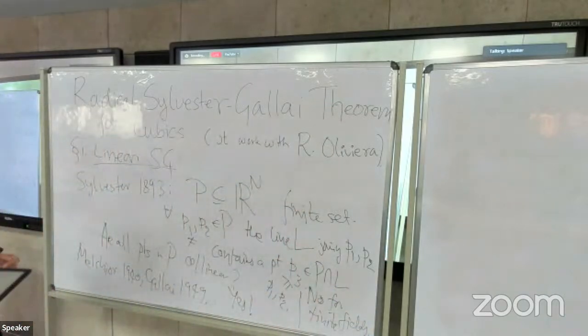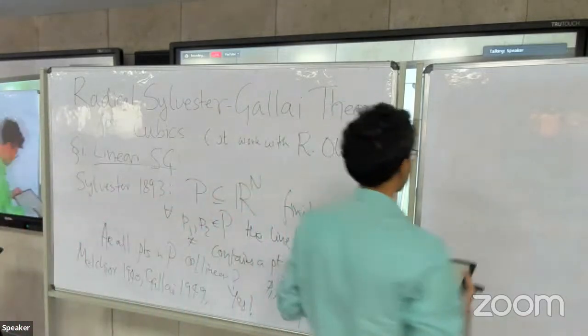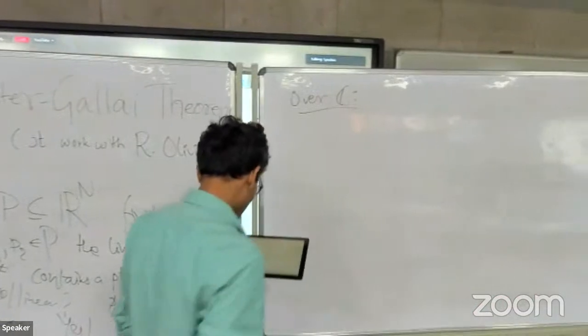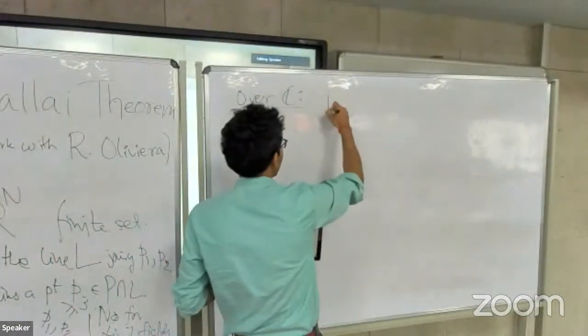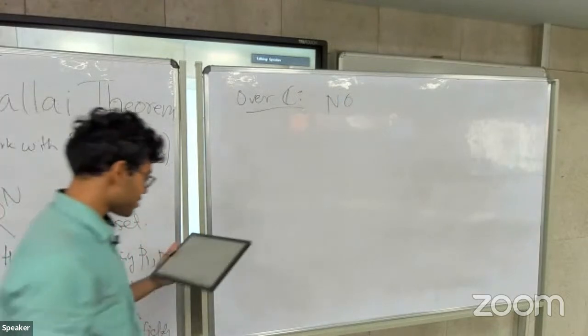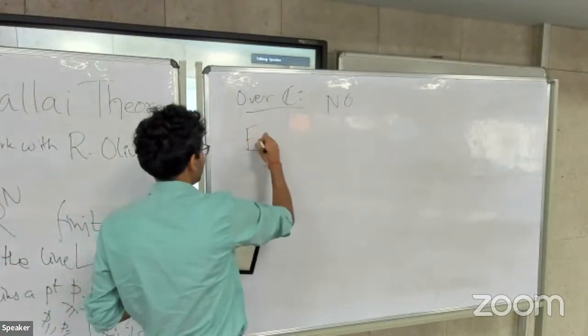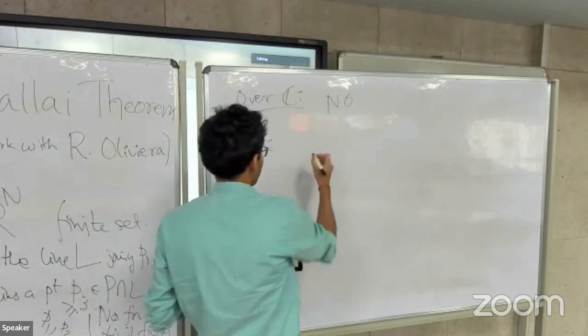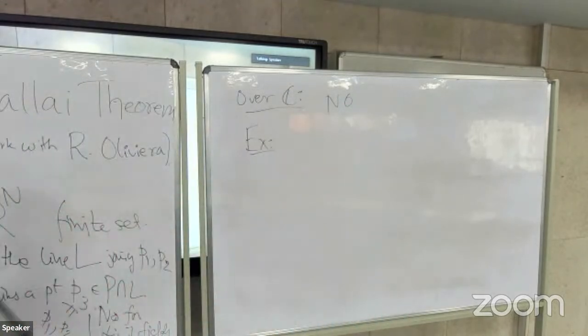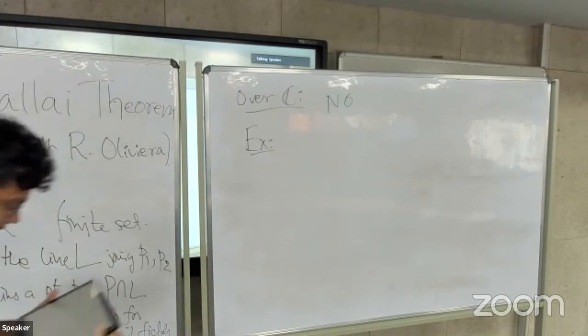Now we can ask, well, what about over complex numbers, right? So over C, same question. So the answer again is no. It does not work. An example is, let's take, we can consider inside of C^n, or we can consider inside of the projective space. It's kind of the same thing.